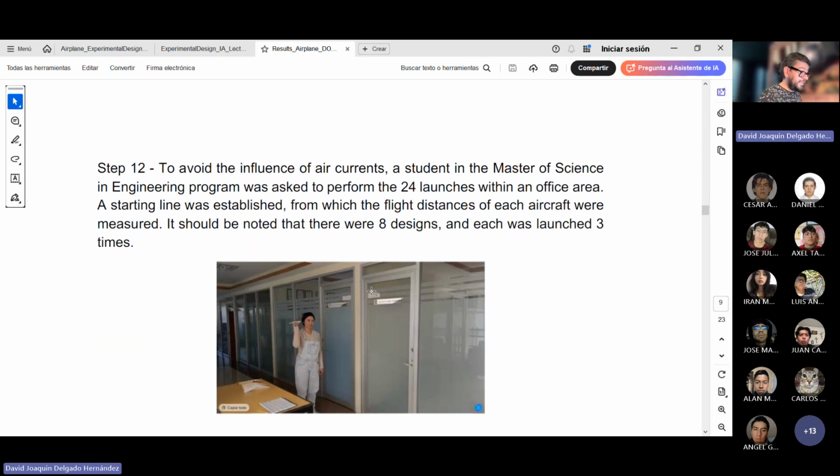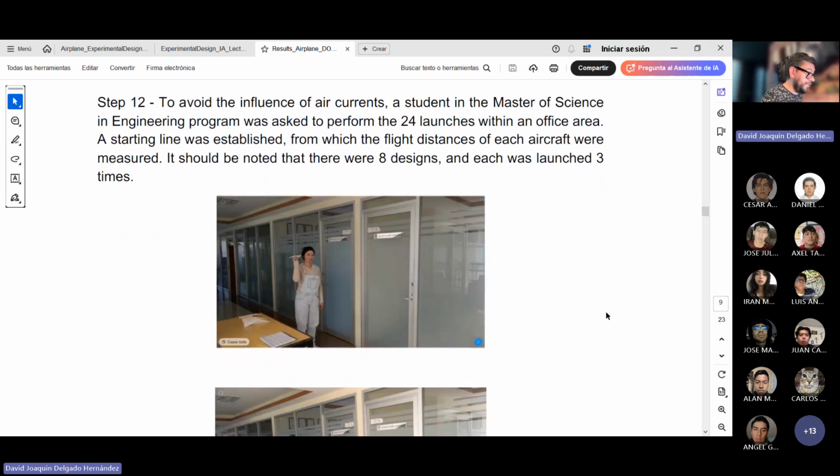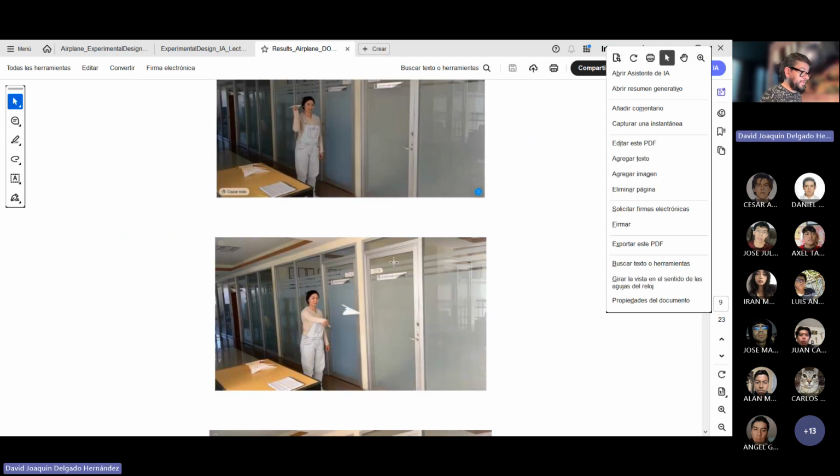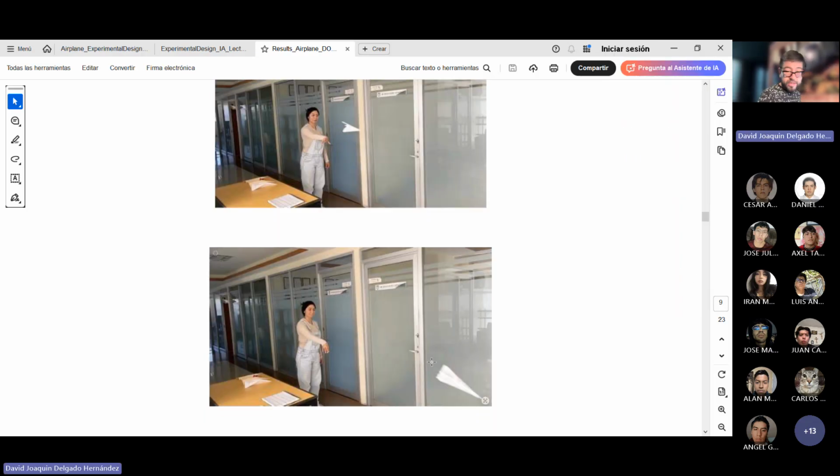So this is my student of the master degree program, and she was the one that threw all the airplanes. So you can see here, she's ready to do it. She's doing it in this case, and finally the airplane flew. Okay, and then, as we did in the classroom last week, I took the measure exactly in order to see how far the airplane had flown.